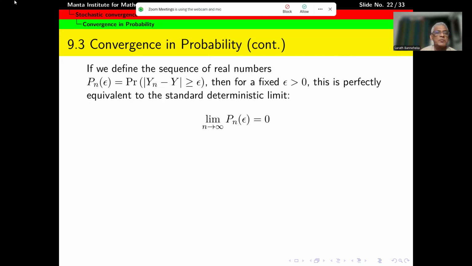Let us define that as P n omega. Right? So that means for a given omega, P1 omega is the probability that y1 minus y absolute value is greater than or equal to that omega. P2 omega is the probability that absolute y2 minus y is greater than or equal to omega. So as I mentioned, there is a sequence of P1 omega, P2 omega, P3 omega, P4 omega, and so on. Each is a real number.